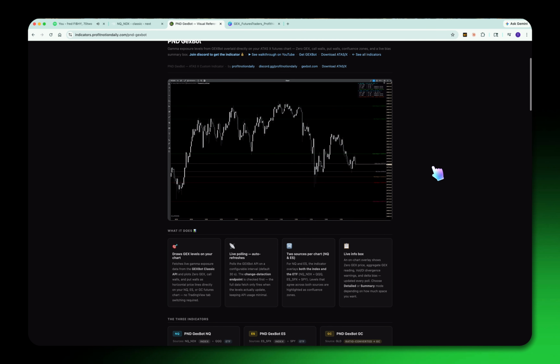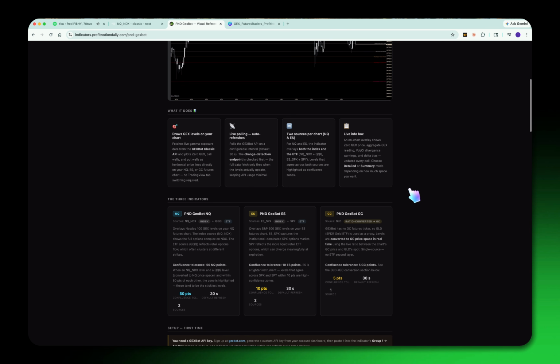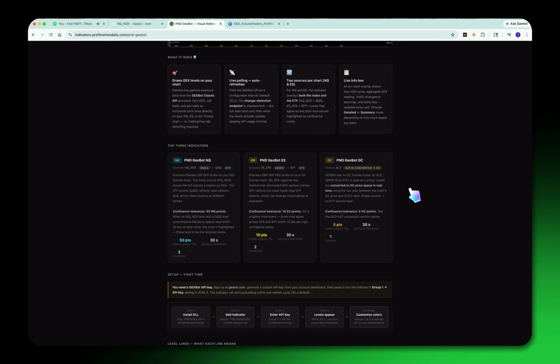Wanting to kind of learn more about the indicator here. So basically this indicator draws the GEX levels on your chart for you. It queries the GexBot API every 30 seconds. Now you can configure this to be more than 30 seconds. 30 is just good enough so you don't get rate limited too much or at all. And then for charts, like I mentioned, for NQ and ES, you get 2 sources per chart, which is good. Then we have a live info box, which I'll demo. And this package is one DLL file, but it comes with 3 separate indicators. So you get one for NQ, one for ES, and one for gold.